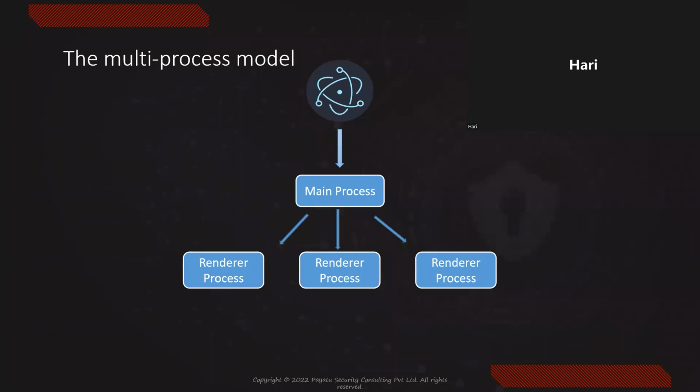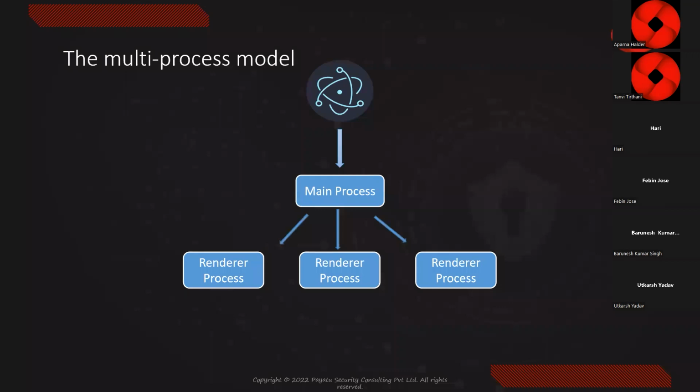Multi-process model. We know how critical web applications are nowadays, because a lot of technologies are used to develop them. We also use multiple tabs or windows to browse applications. Just imagine if some malicious code executed in one tab or window, and it affected the entire browser or the entire application. So the team came up with the idea of using multiple processes. The Electron application creates one main process, which is responsible for creating and maintaining the rendering processes, the sub-processes. If something happens to a rendering process, it is not going to affect the entire application. So this is the idea behind the Electron multi-process model.